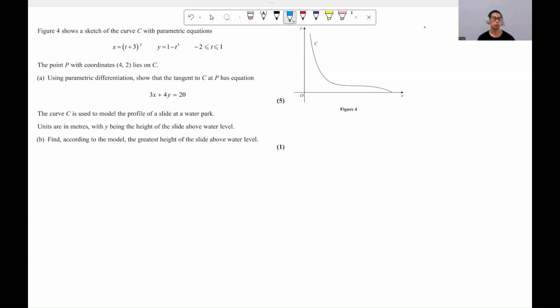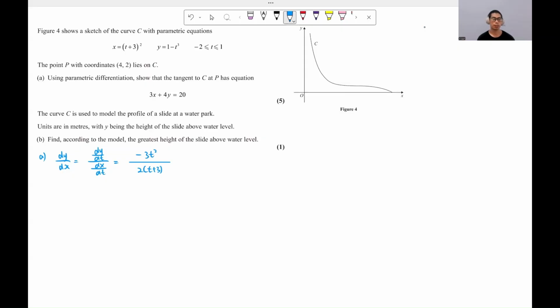Okay, first we differentiate: dy/dx equals dy/dt divided by dx/dt. For dy/dt, 1 differentiates to 0, and negative t cubed becomes negative 3t squared, just bring down the power and minus 1 from the power. For x, bring down the power and minus 1 from the power, so the power is 1. Since t plus 3 is a linear expression and the coefficient of t is 1, you don't need to multiply by that, because times 1 stays the same.